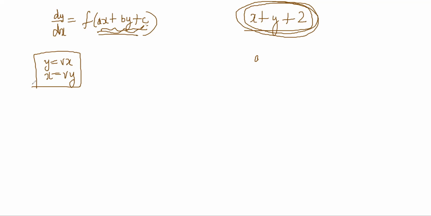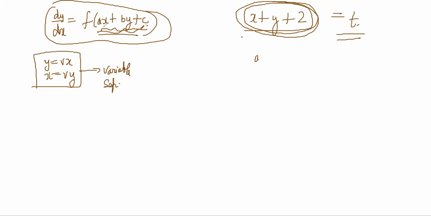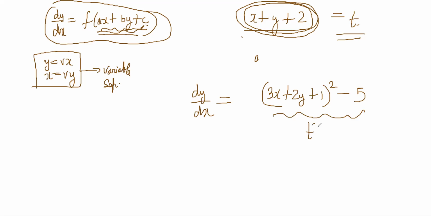If it is homogeneous, then all the terms will have the same degree, so x square, x square, x square will come everywhere. And you want to make it variable separable. The point of that substitution is to make it variable separable, and the point of this is also to make it variable separable, but in a slightly different way. Because if f of ax plus by plus c was there, it could be something like (3x plus 2y plus 1) whole square minus 5 in dy by dx, and you will suddenly get this as t square minus 5.